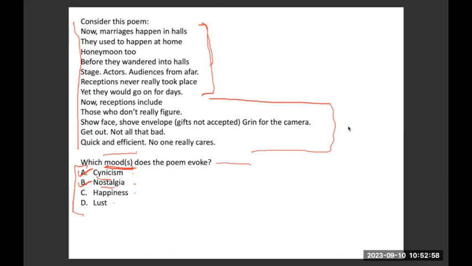And the author is in a very cynical mood of describing it. There's no happiness, no lust, nothing in it. So A and B are the correct answers in this case. Any doubts, any questions?